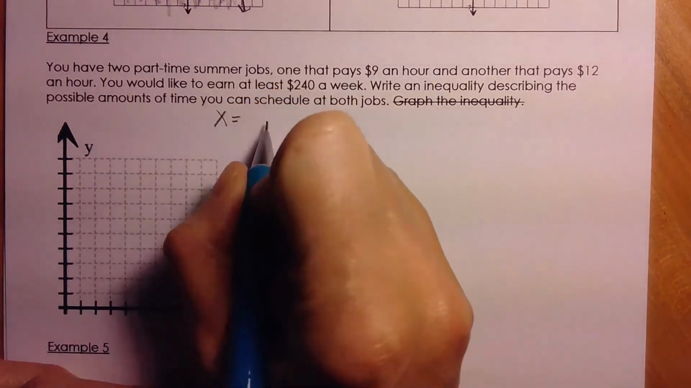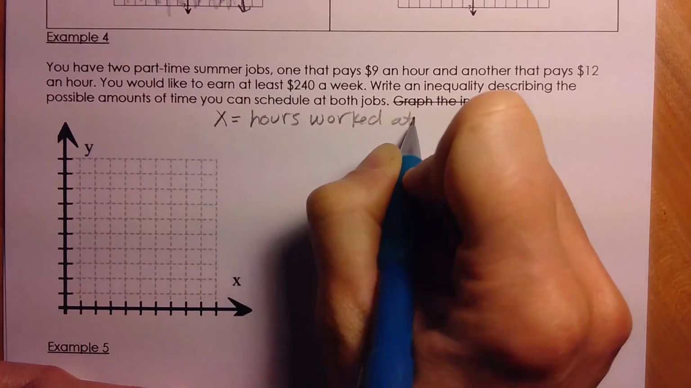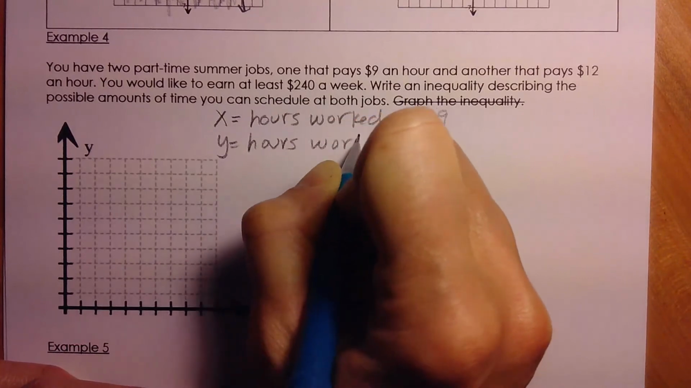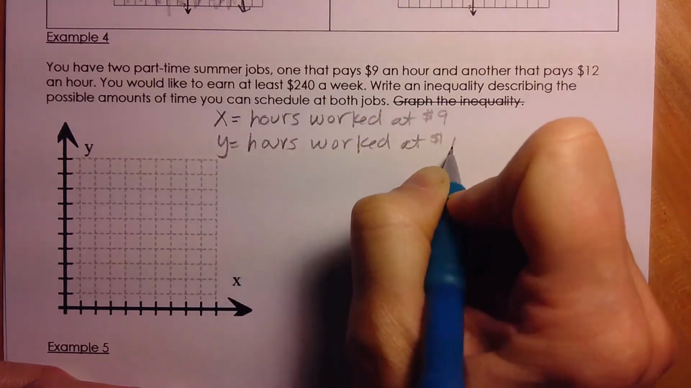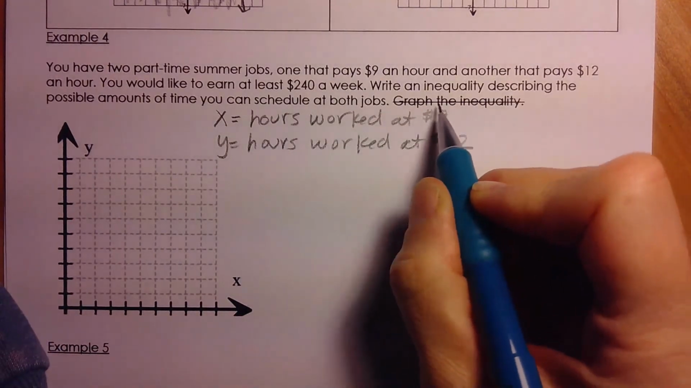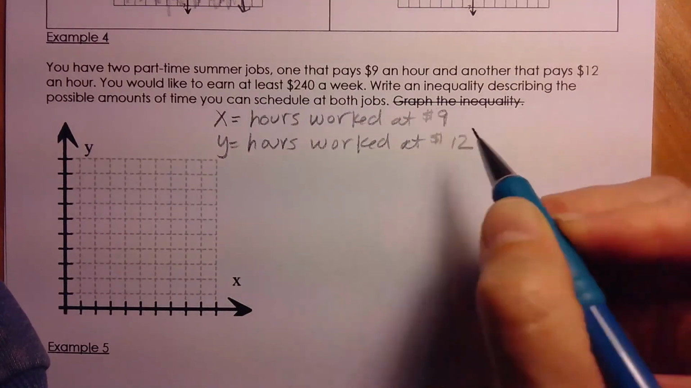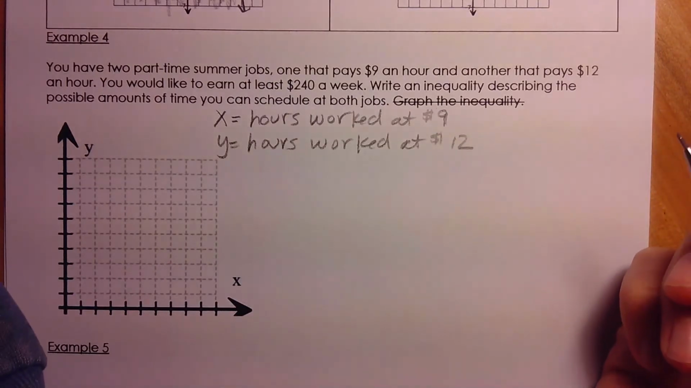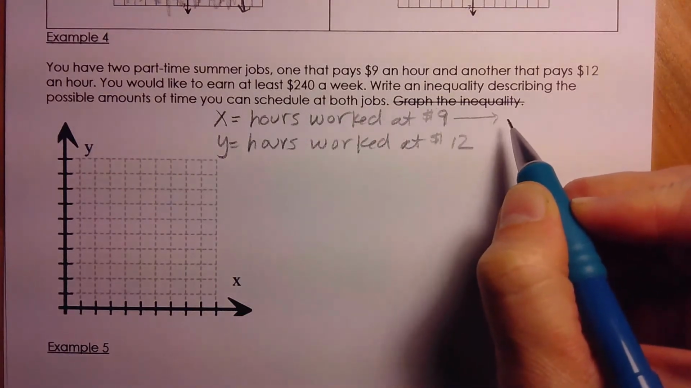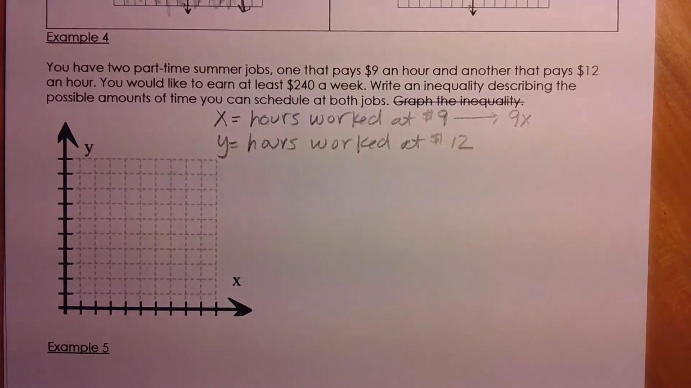So we'll just go ahead and let x equal hours worked at $9 per hour, and y will be hours worked at $12 per hour. Okay, so when you think about working a job for $9 an hour, if you work for 1 hour a week, you're going to earn $9. 2 hours a week, you're going to earn $18, or 2 times 9. 3 is going to be 3 times 9, etc. So the total amount of money that this job is going to earn is going to be $9 times however many hours you work at that job.